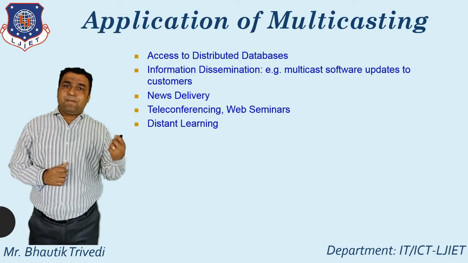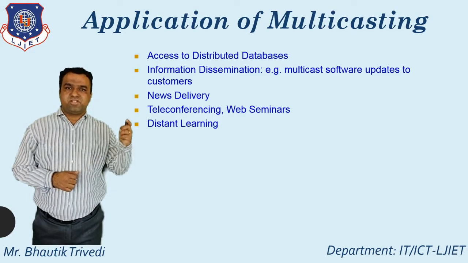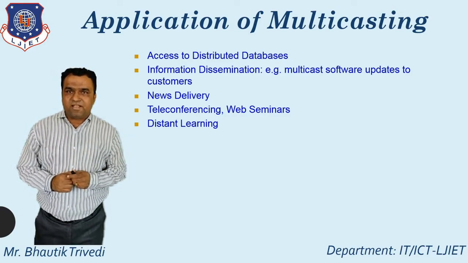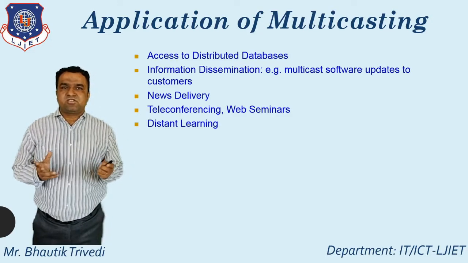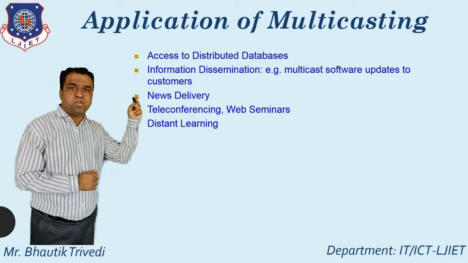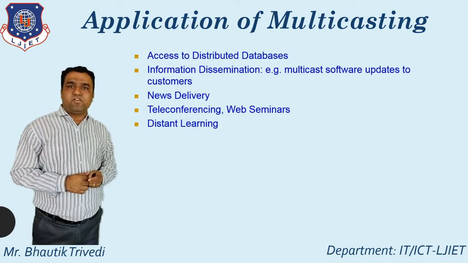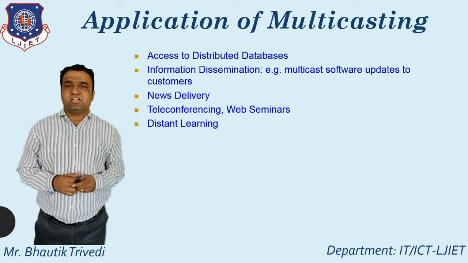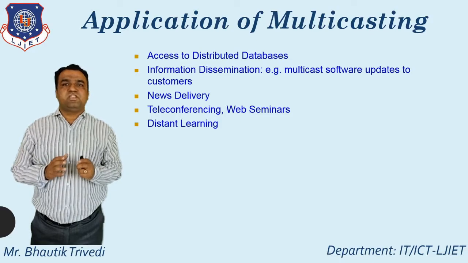After that, applications of multicasting. What are the applications of multicasting? First one, access to distributed database, meaning in a distributed database you can use the concept of multicasting for the accessing method. Second one is information dissemination, so multicast software updates to the customer. Third and the most important one is news delivery. In news delivery you can use the concept of multicasting. All of you know the news channel concept. Next one is teleconferencing and web seminars. In this you can use multicasting. And last one, distance learning, that is the DL mode. In this you can use multicasting. So these all are the applications of multicasting.